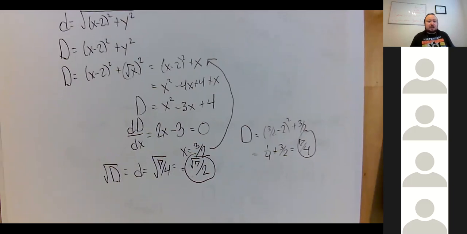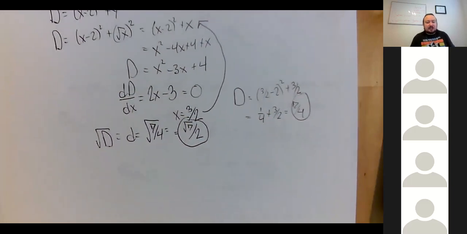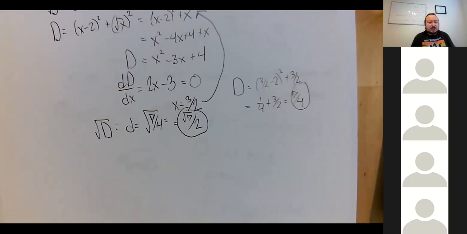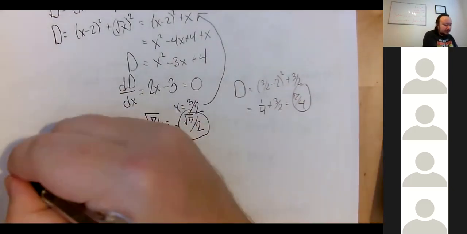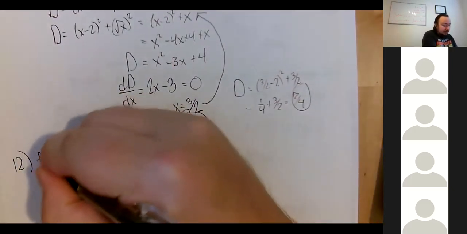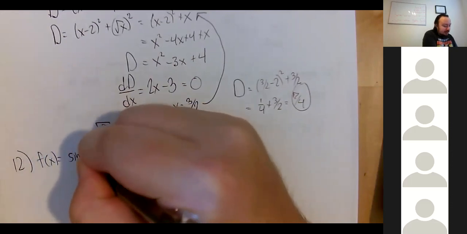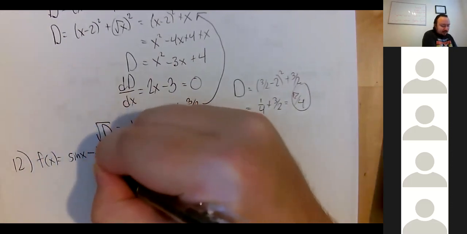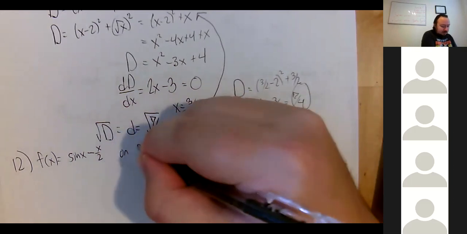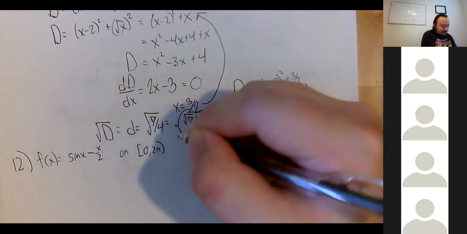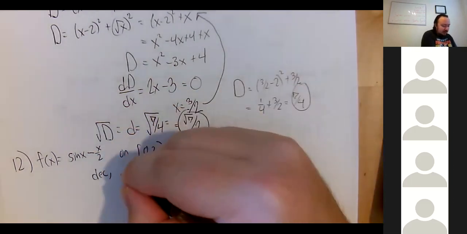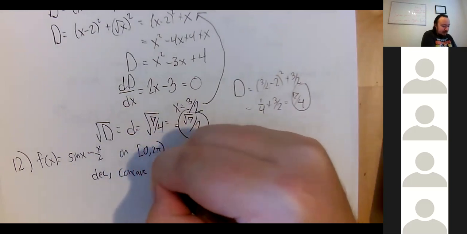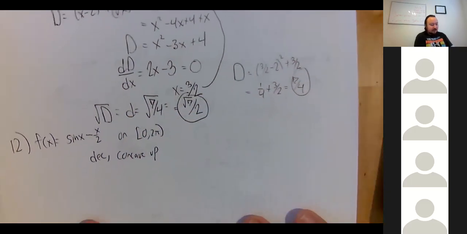Okay, the function f of x equals sine x minus x over 2 on 0 to 2 pi is both decreasing and concave up on which intervals? All right, so our function is sine x minus x over 2, and we want this to be decreasing and concave up.